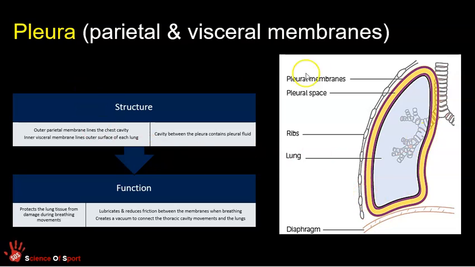So, a confusing topic. You will need to be able to label the two membranes. You'll need to know that it's a double-layered continuous sac. It's protective primarily, and it also enables the lungs to move with the rib cage movement.